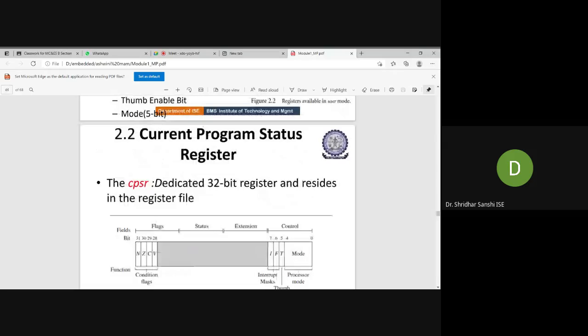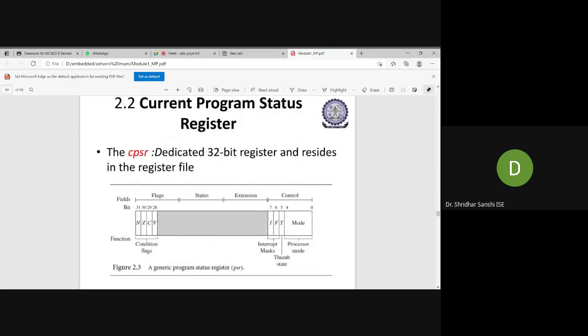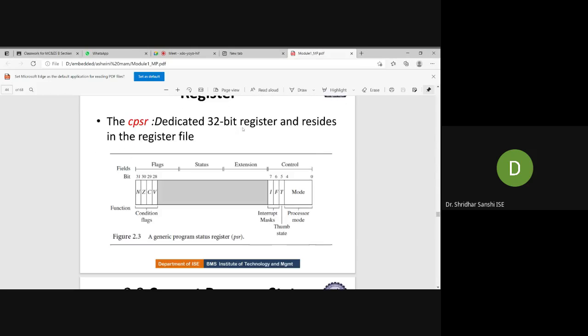Okay, we were discussing the current program status register. These are the fields. We talked about processor mode. How many bits are used to indicate processor mode? 4 bits.